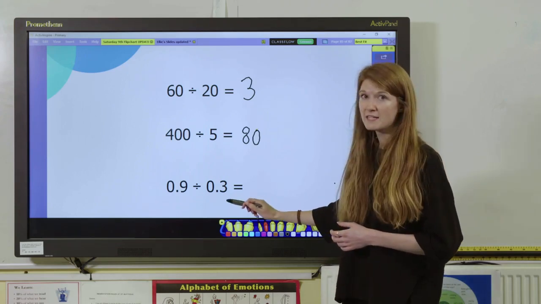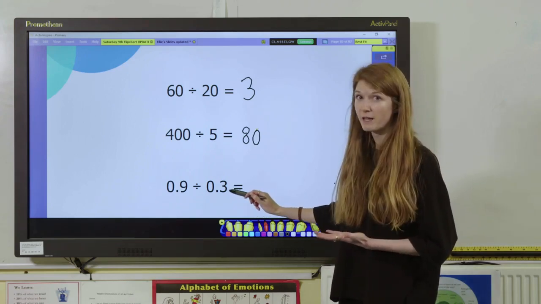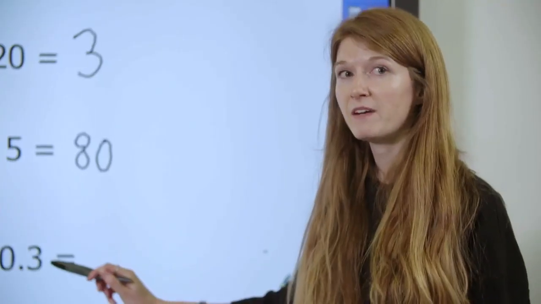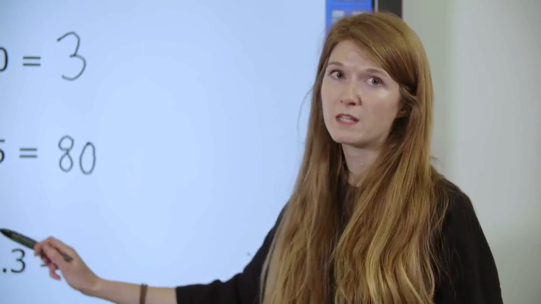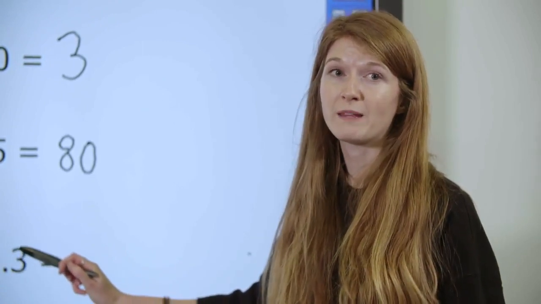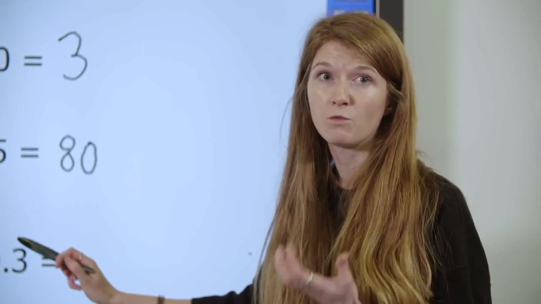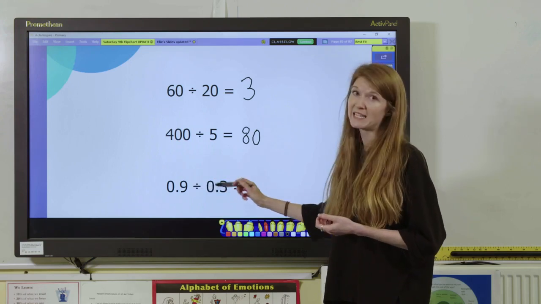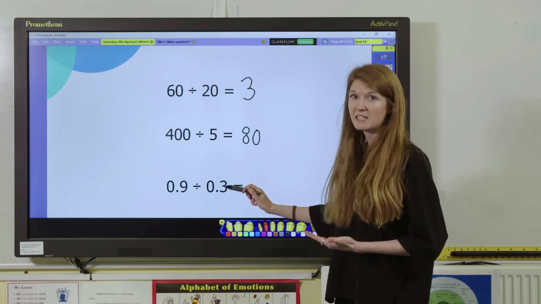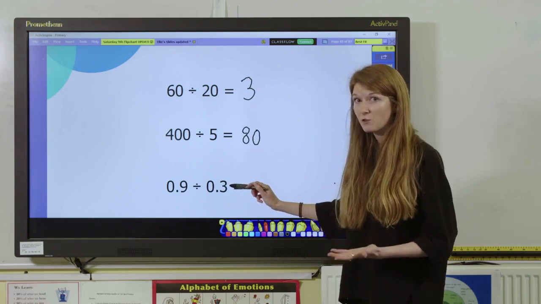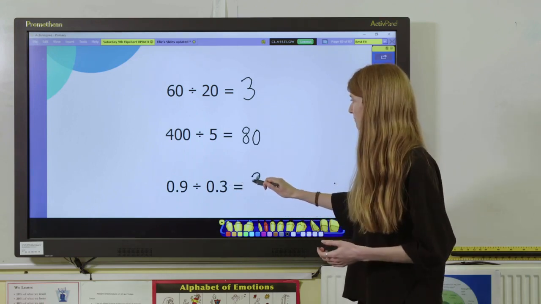And finally, in this example, they can use 9 divided by 3 to help them. 9 divided by 3 is 3. And because the numbers on both sides of our division have been reduced by the same rate, so they've both been divided by 10, 0.9 is 10 times less than 9, 0.3 is 10 times less than 3, our answer is going to remain the same, 3.